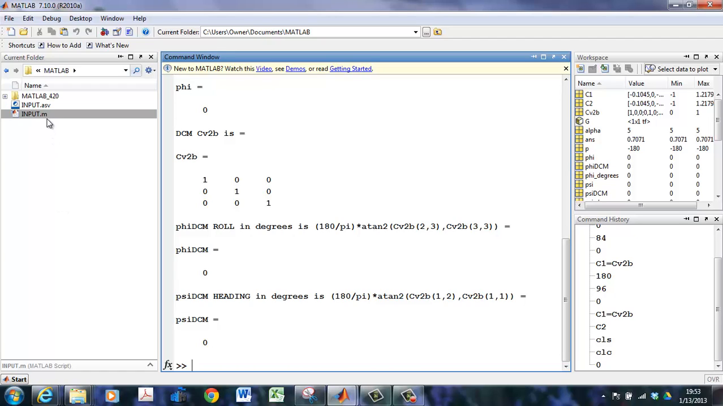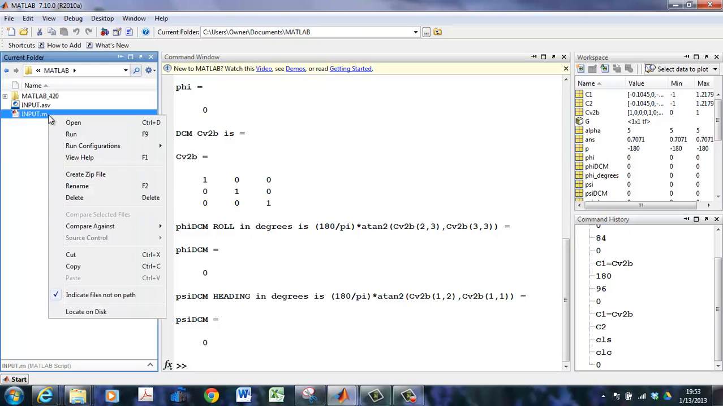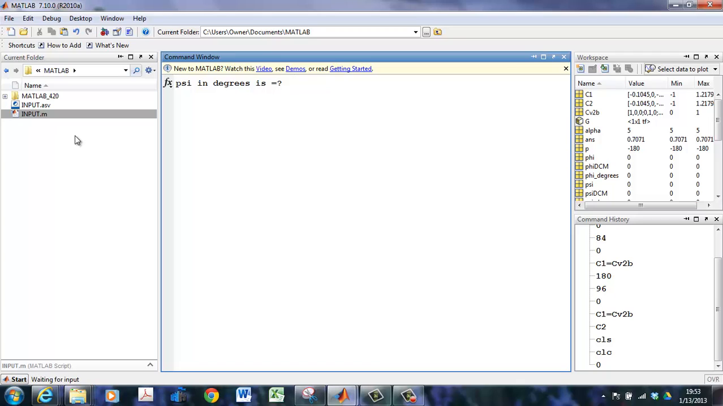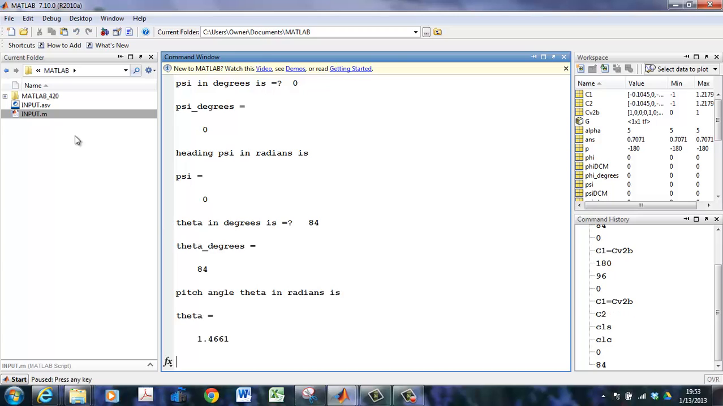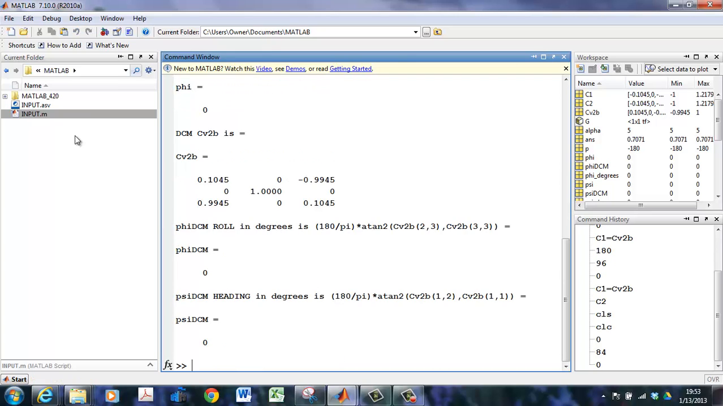Now, if we have the aircraft do a loop right before it's vertical, say 84 degrees, we'll run this again. Our heading is still going to be north, 0 degrees. And let's say our pitch angle is 84 degrees, right before vertical. Our roll angle is still 0 degrees. And so now we see we have off-diagonal elements, 0.99, a skew symmetric type matrix.